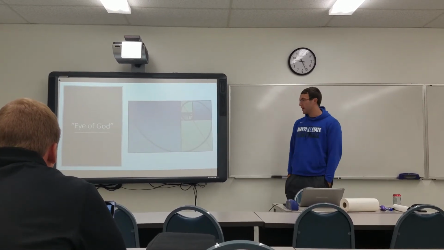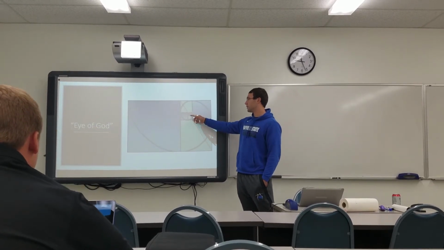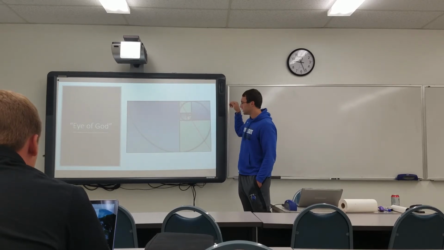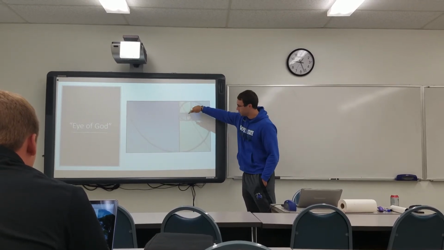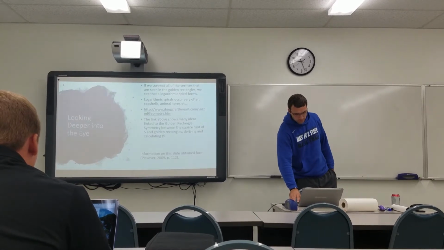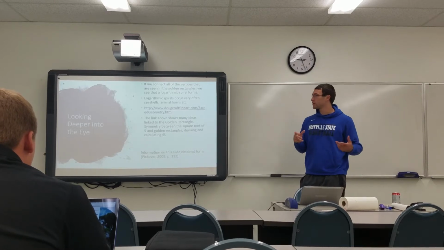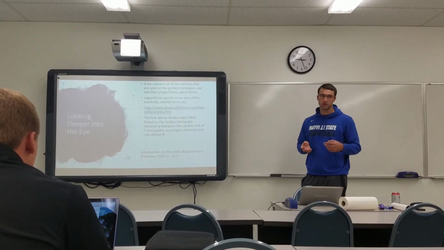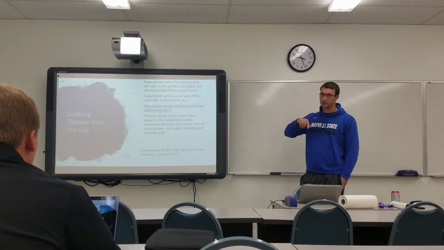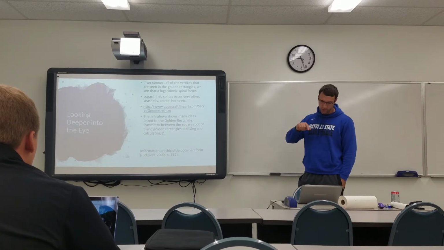So now we have the eye of God, which is where all the vertices of the golden rectangles meet. You can see that as it keeps getting smaller, it goes right there. Looking deeper into the eye, as we connect all the vertices that we see in the golden rectangles, we can see that a logarithmic spiral forms. As you saw in that last picture, there was a spiral.